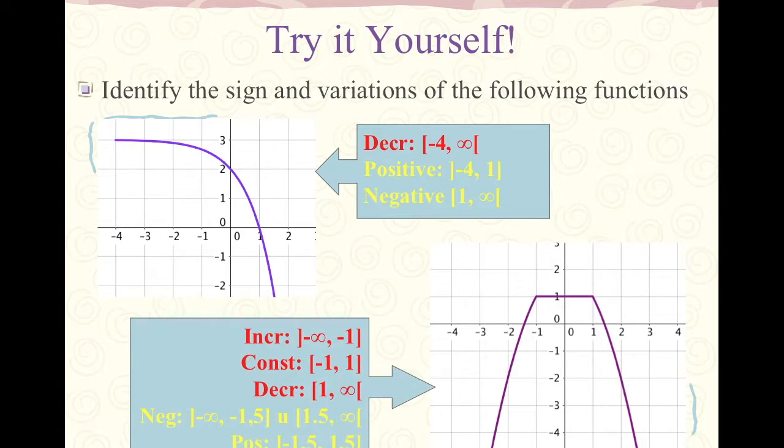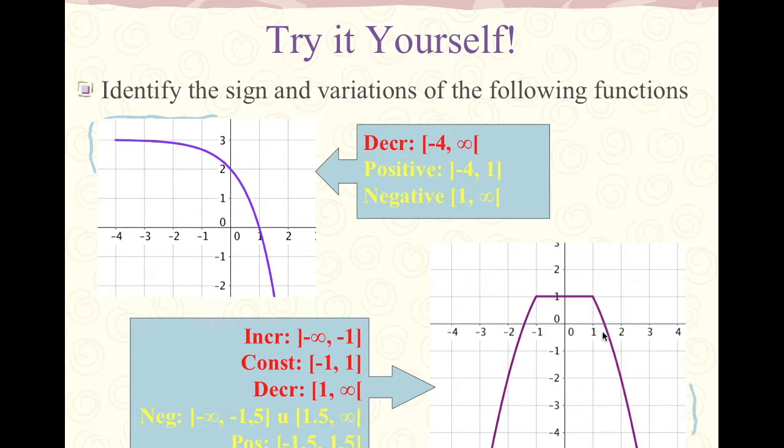Down here, we have 3 instances of variation: increasing from negative infinity to negative 1, then constant from negative 1 to 1, and then decreasing from 1 to infinity. And then it's negative down here, so 2 instances from negative infinity to approximately negative 1.5.